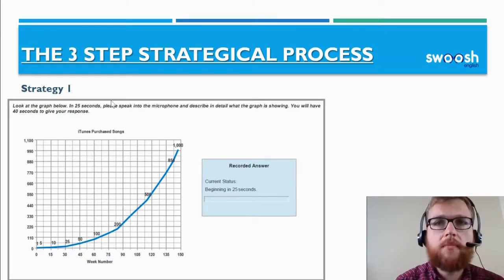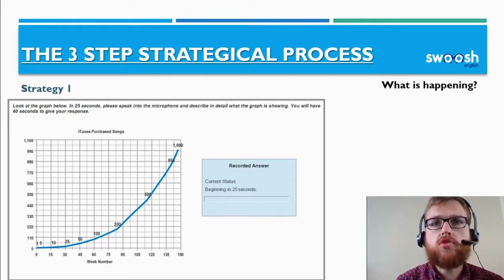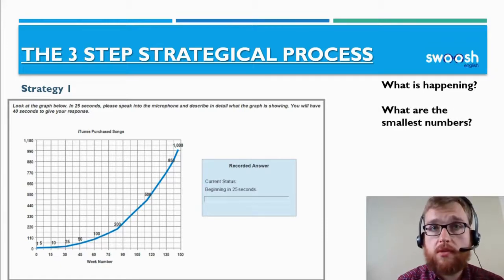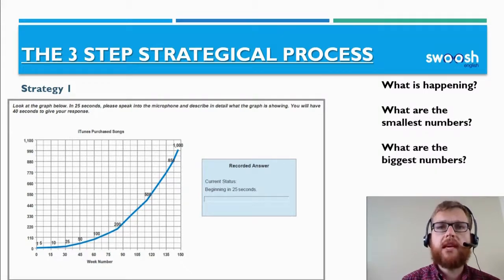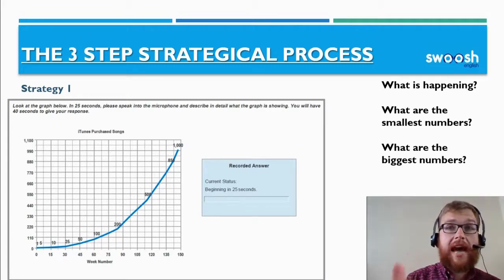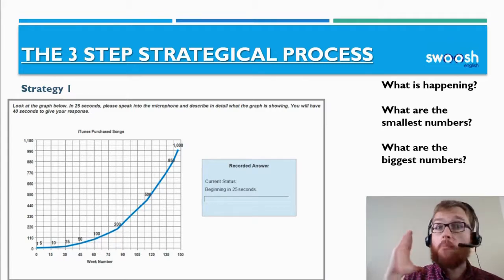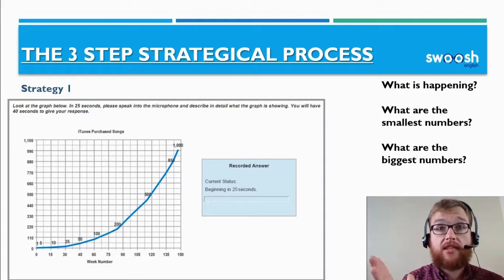That is all the information I'm going to give you, because now I want you to describe in more detail yourself about what is happening. In addition to, what are the smallest numbers? And finally, what are the biggest numbers? We're going to look at this as our brainstorming section. Think of this as your time. You've been given this task.